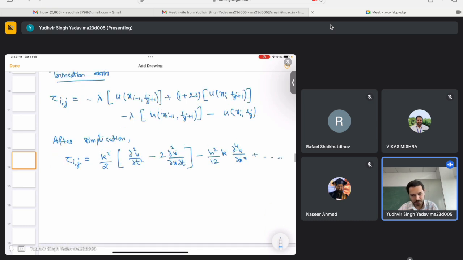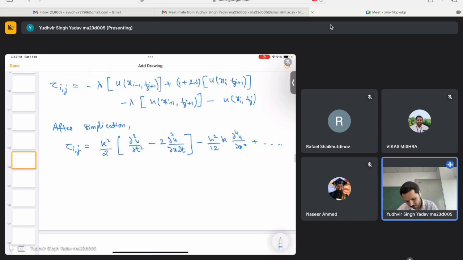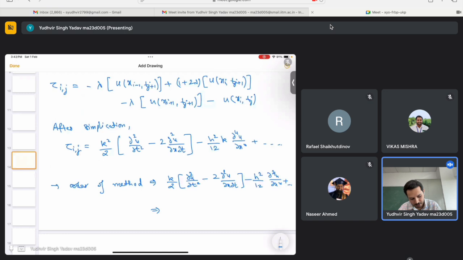If you take k common from these terms, then the order of this method will be k by 2. So we will take the first two terms and neglect the rest of the terms. Here the order comes out to be k plus h square. So it will be linear in time and second order in space.